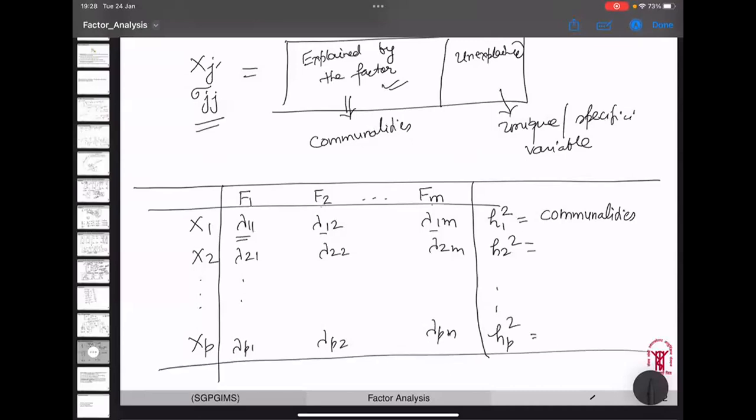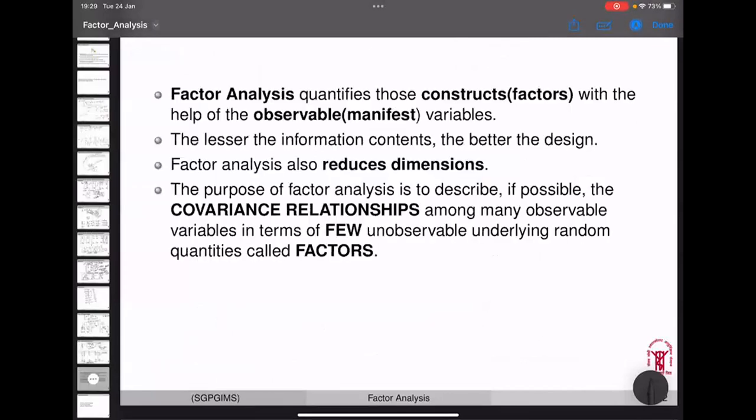And here, downside, if I say it is q1, q2, and qm, these are termed as eigenvalues. In principal component analysis, we use this eigenvalues method to find out these lambda 11, lambda 12, and lambda 1p. So with these notations and this introduction, what I would like to say is that factor analysis quantifies those constructs with the help of the observable manifest variables.